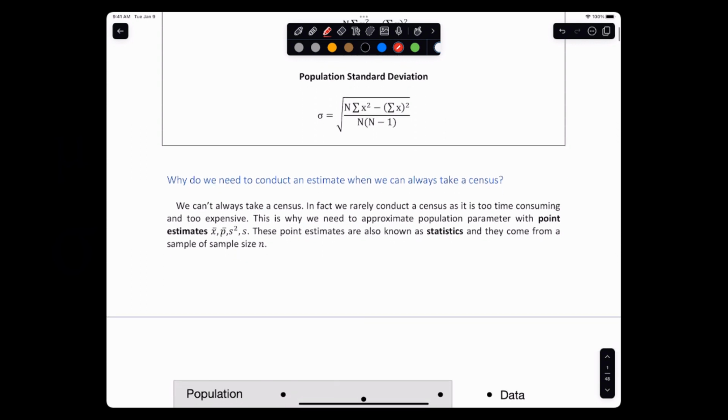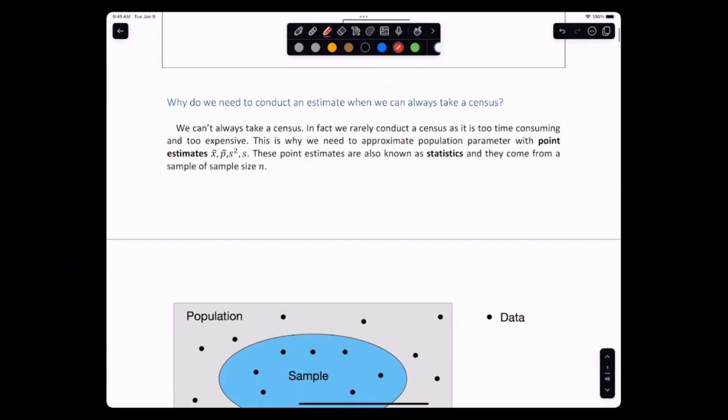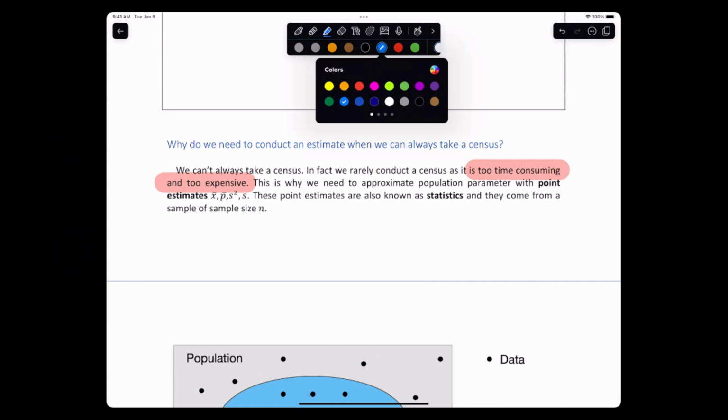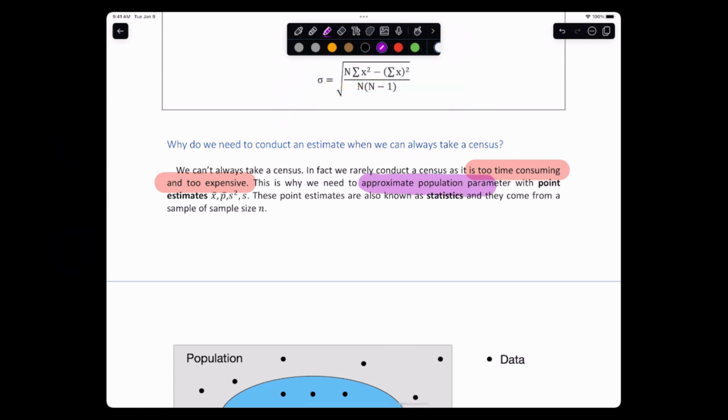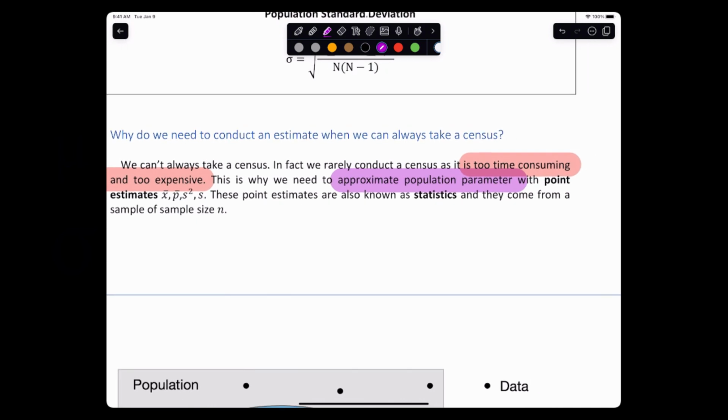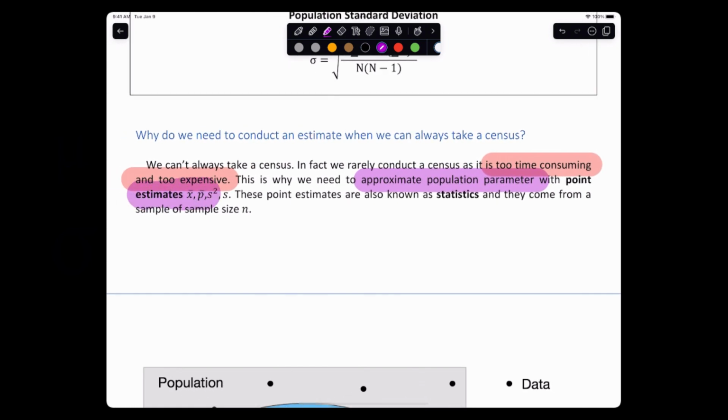But essentially, we can't take a census. You say, why not? Does anybody remember why we can't take a census? It's too time-consuming and too what? Expensive, because you got to pay people to do it. So the best you can do then will be to do the following, which is known as approximate that parameter. Okay? You're going to approximate with these things called point estimates.